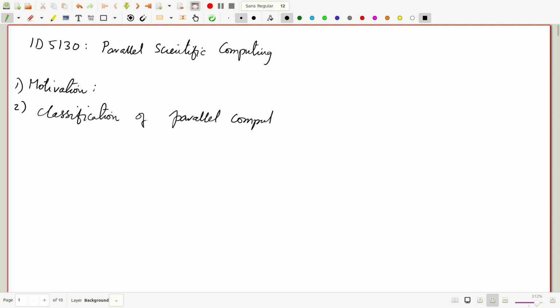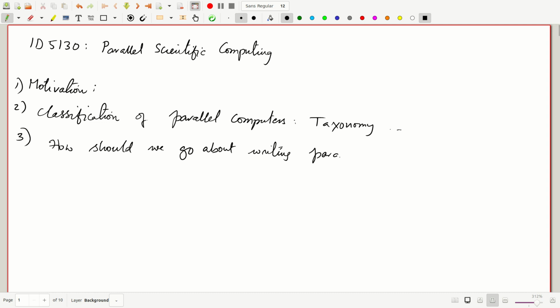This is also known as the taxonomy of parallel computers. And finally, depending on the time, we will also look at how we should go about writing parallel programs. Needless to say, you have to take notes just like in a regular class.